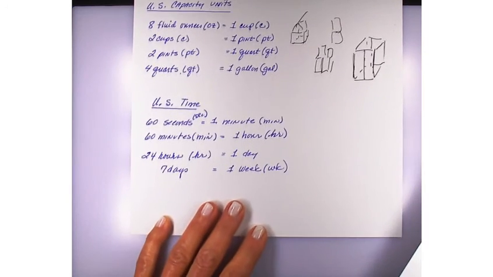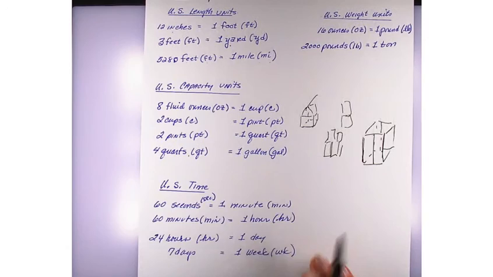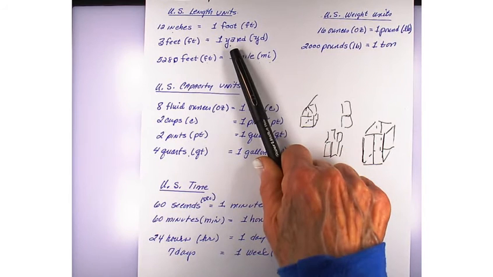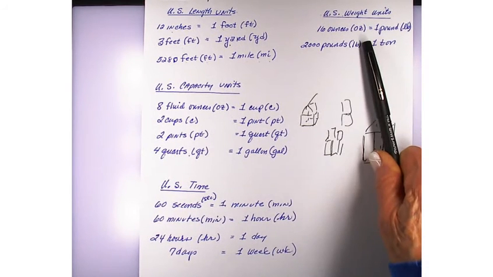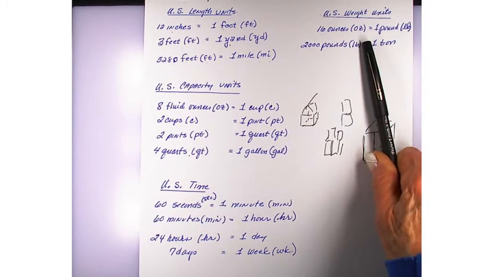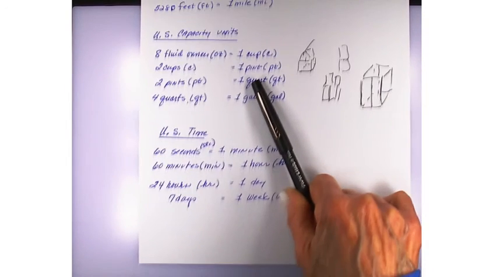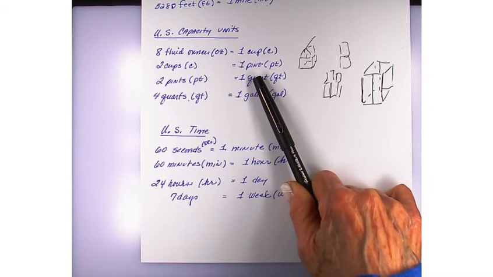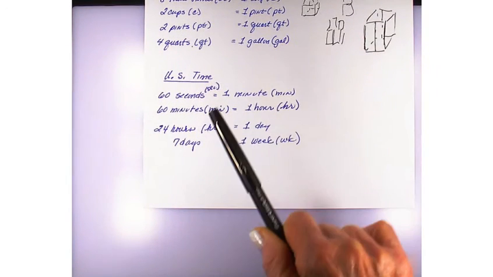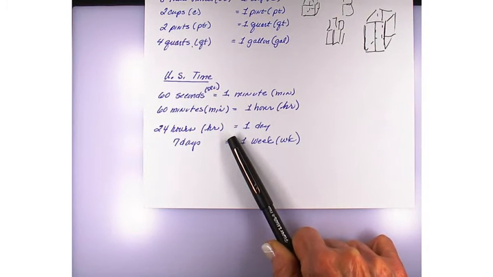So now what is left? We measured the length of our room. We weighed ourselves, or we weighed the meat that we bought. We now looked at how much milk or orange juice we bought. And then lastly, units of measure in time.